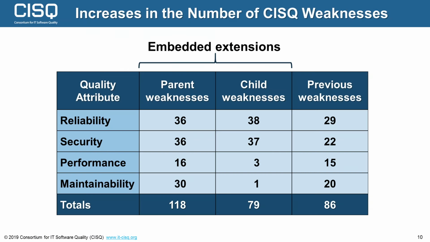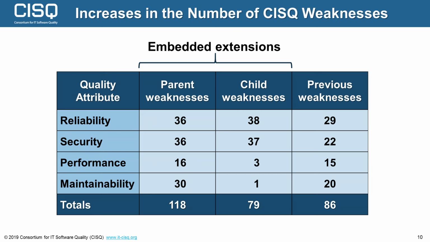This is the number of both parent and child weaknesses that we have created in the standards. You can see the number of previous weaknesses in the old standard when it was just IT. So you can see we've upgraded these, in some cases larger than in others. We've more in reliability, security, and maintainability. We really only added one in performance. Plus we've added some child weaknesses. We have upgraded these in the area of embedded systems to bring in some of the problems that we see in embedded systems.